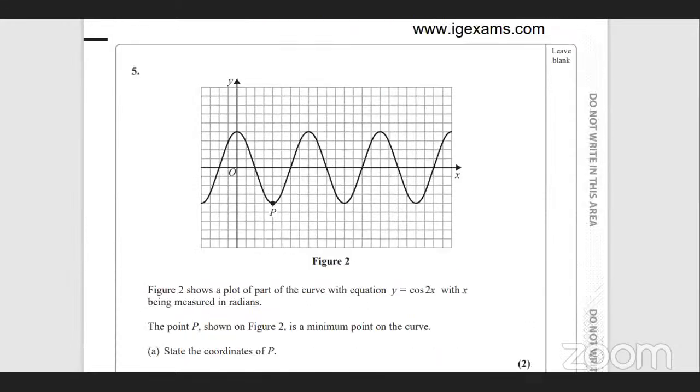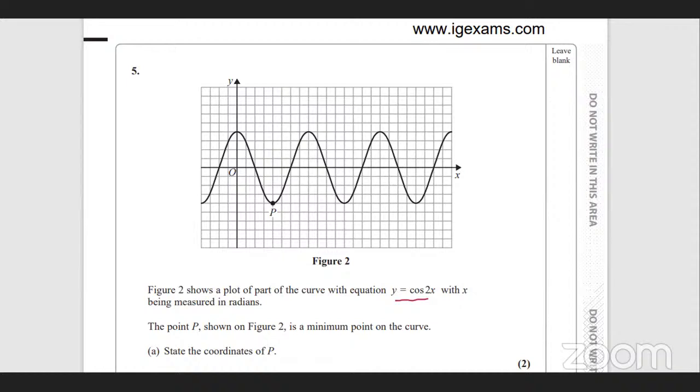Now, state the coordinates of point P. Okay, let's read the question. Figure 2 shows a plot of part of the curve with equation y equals cos 2x with x being measured in radians. The point P shown on figure 2 is a minimum point on the curve. State the coordinates of P.